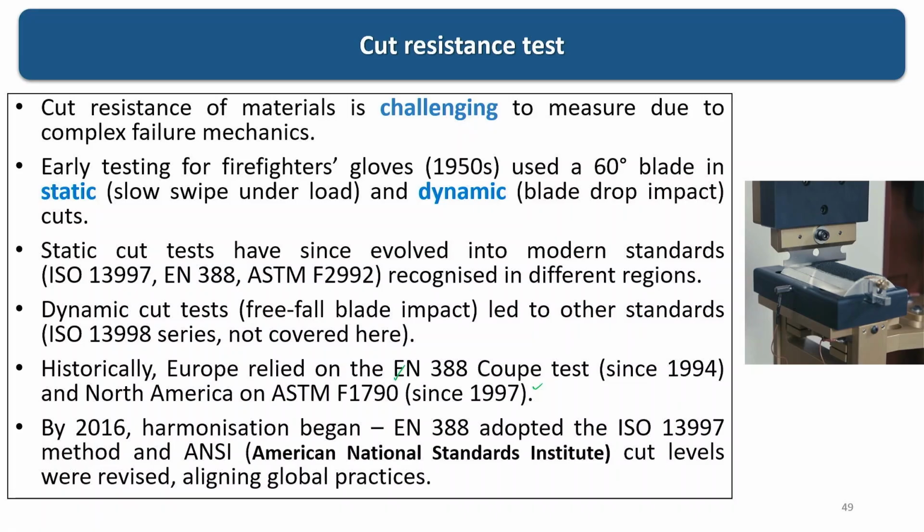Then harmonization begins. EN 388 adopted the ISO 13997 method, and the ANSI method, the American National Standards Institute cut levels, were revised, aligning global practices. So, there were different changes with time.